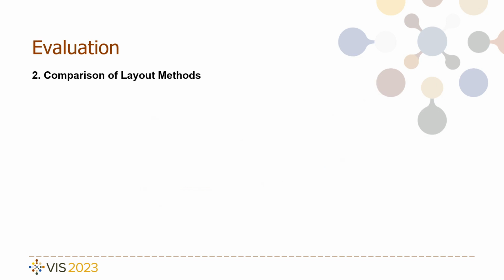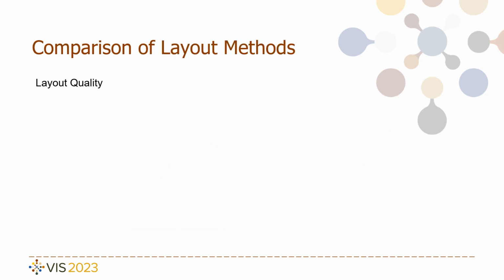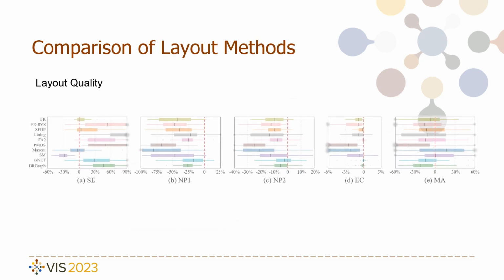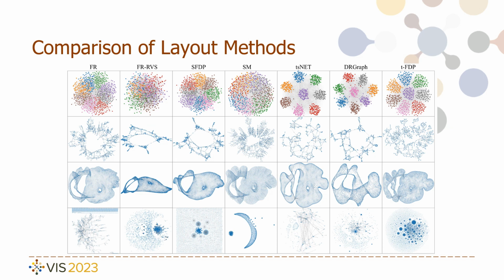Next, we compare our method with different layout methods. For layout quality, our TFDP is the best or second best for the structural metrics like SE and neighborhood preservation, and also performs about average on the readability metrics. For real results, TFDP is able to present the overall structure of the data efficiently and is more accurate than other methods in maintaining the local structure.